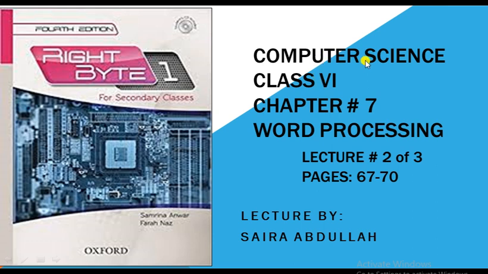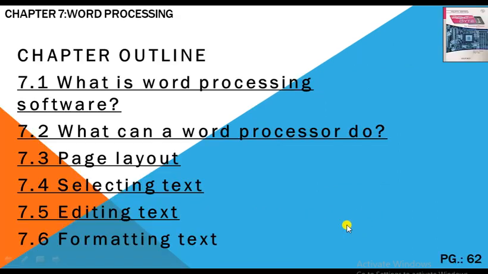This is your computer science lecture and we are going to do chapter number 7, word processing. In lecture 1 we completed and studied pages 62 to 67. Now the remaining part of page 67 till page 70 we are going to do today. I am your teacher Saira Abdullah.